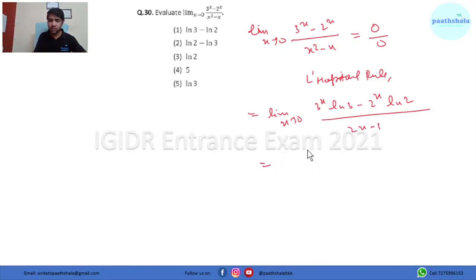Now put the limit. So when you put the limit, 3 to the power 0 will become 1, this will come out to be ln 3, and 2 to the power 0 will become 1, so this will come out to be ln 2. In denominator, 2 into 0 minus 1, so this is minus 1. So this will come out to be ln 2 minus ln 3. Okay. So option 2 is the right option.